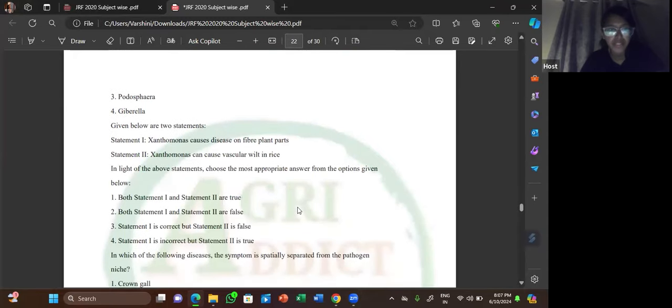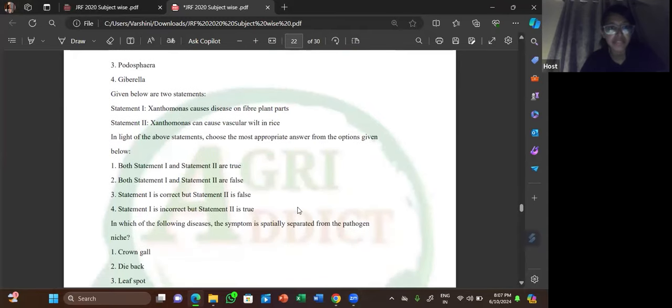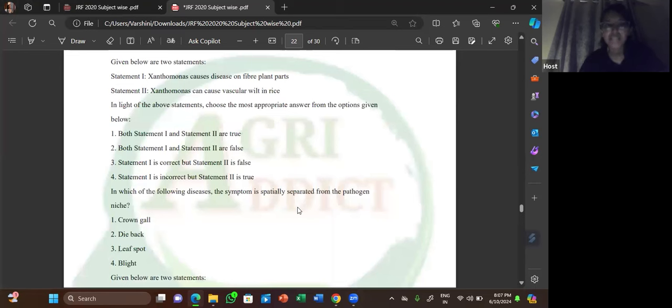Yeah. Now, here there is a statement. Xanthomonas causes disease on fiber plant parts. Whereas statement 2 says that Xanthomonas can cause vascular wilt in rice. You have to say whether it is true or false.